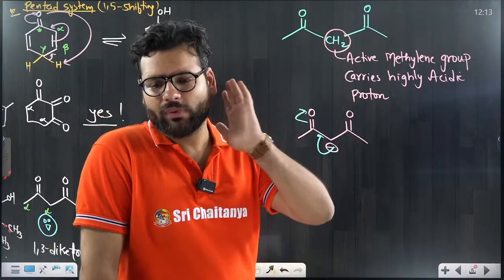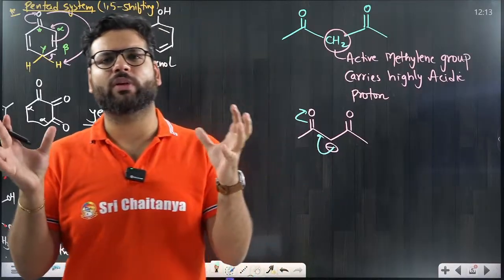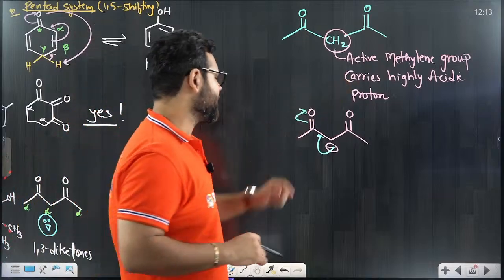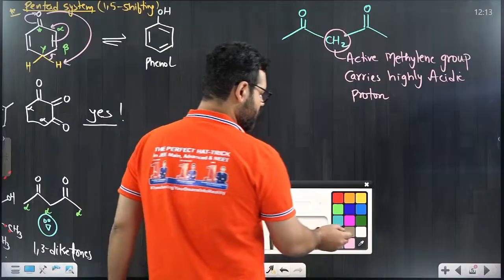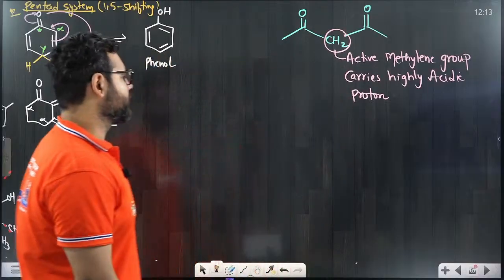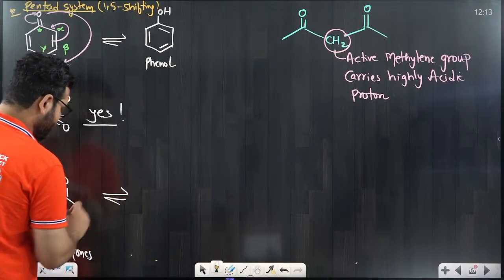Somnath, sorry. So, active methylene group, the CH2 group present between two electron withdrawing groups is highly acidic in nature. So, always show tautomerism from here. Always show tautomerism from here, never from the outside. So, its enolic form is going to look like this.